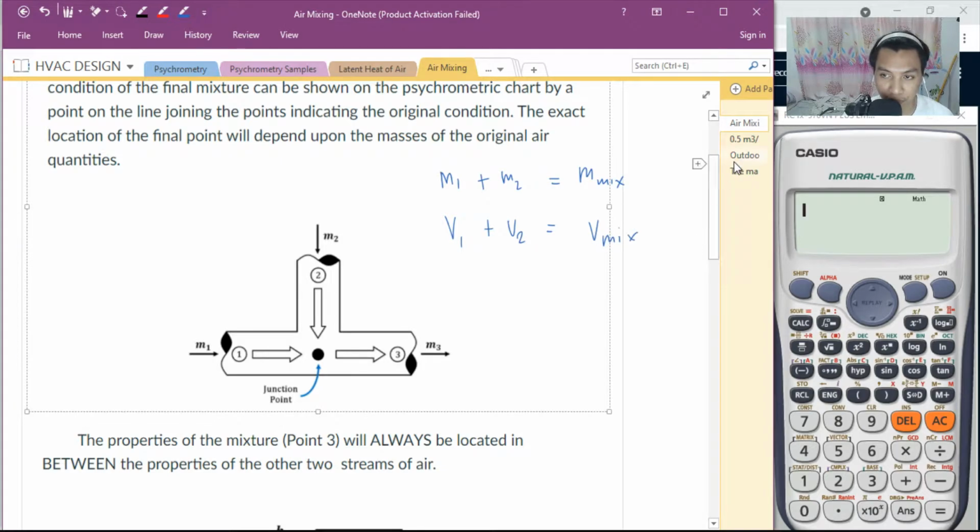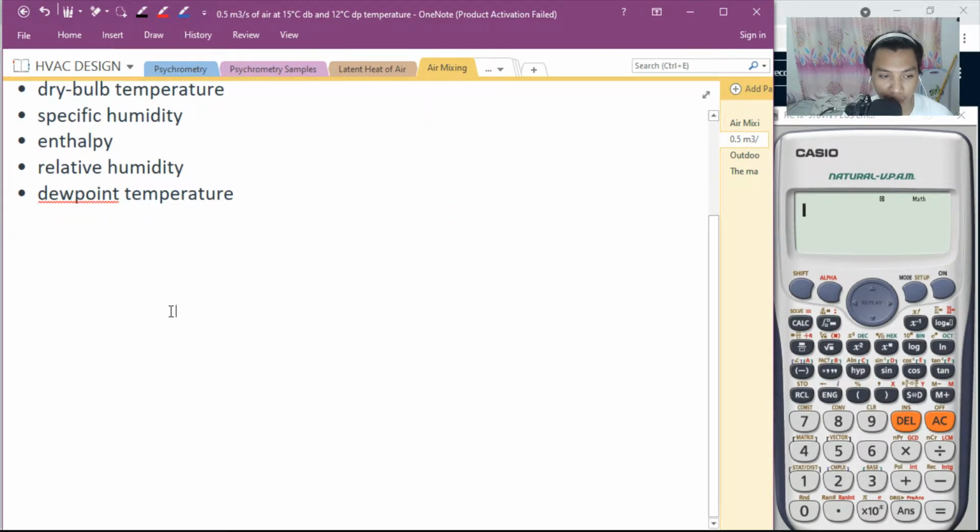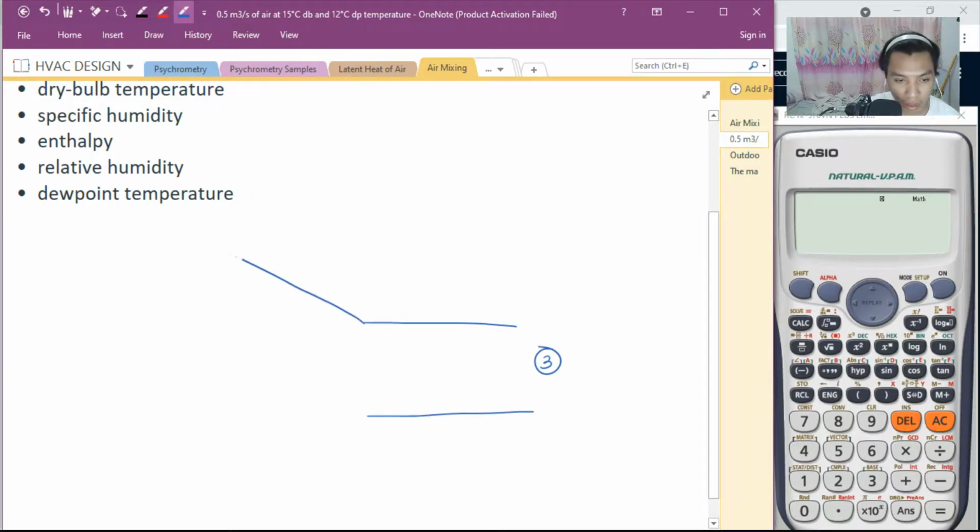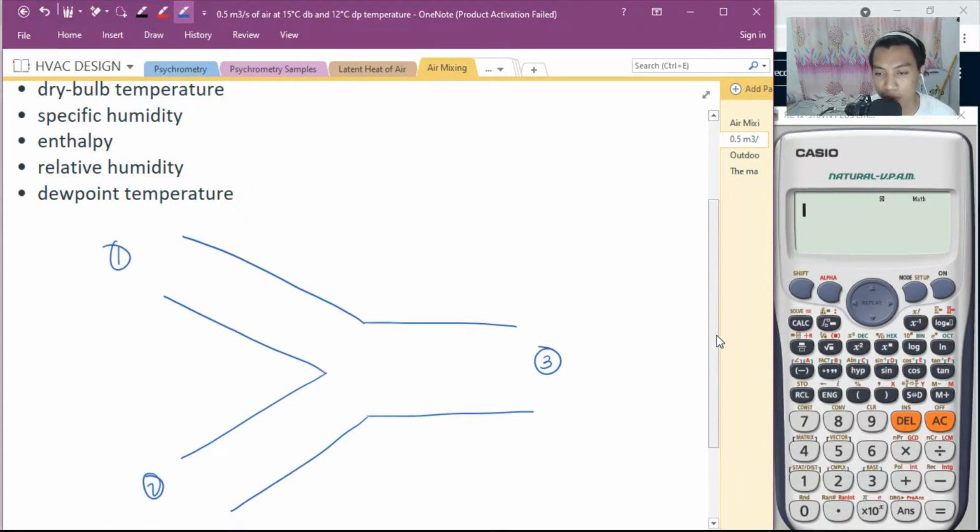Mas maganda i-drawing natin. Okay. So, kung wari, meron ka ditong 2 point. Mas gusto ko kasi ganito eh. This is mixing point. Pasensya nyo na drawing ko. Ayan. This is point 1. This is point 2. And they will mix at point 3.